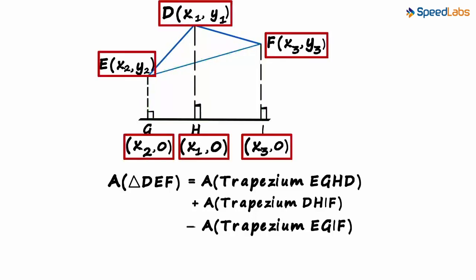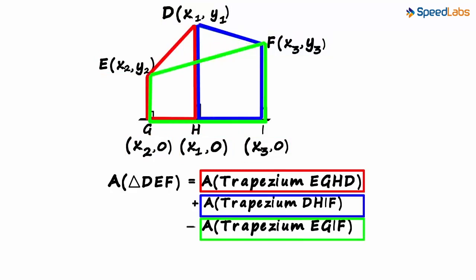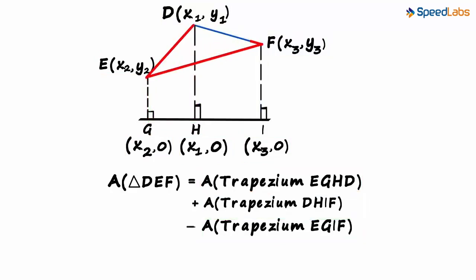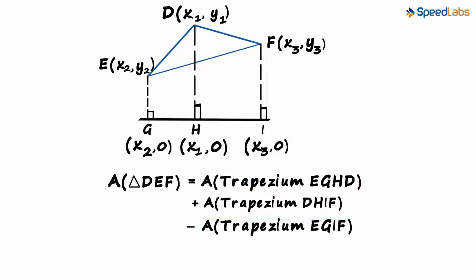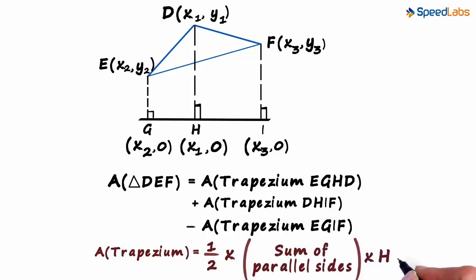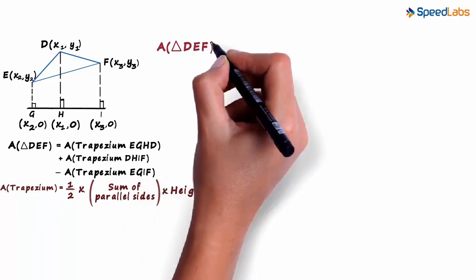So with the given coordinates, if we are able to find the area of each of these three figures, we can find the area of this triangle. And guess what? All the three figures are trapeziums. So we have to know the formula for the areas of a trapezium. It is half multiplied by the sum of parallel sides multiplied by its height. So let's go a bit slow and look at each trapezium individually to find the area of triangle DEF.